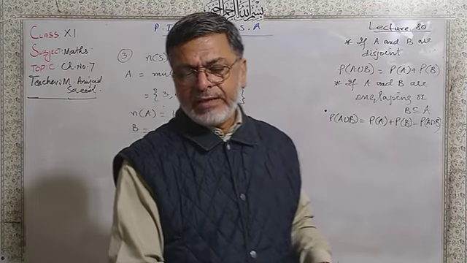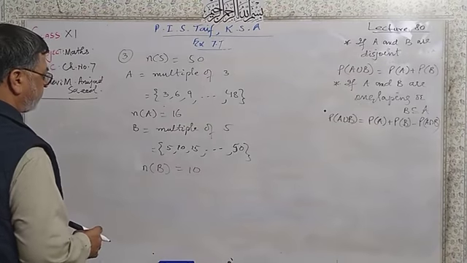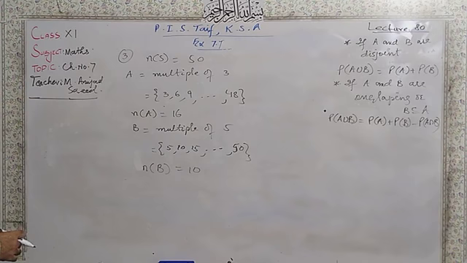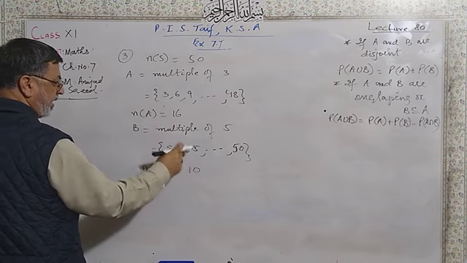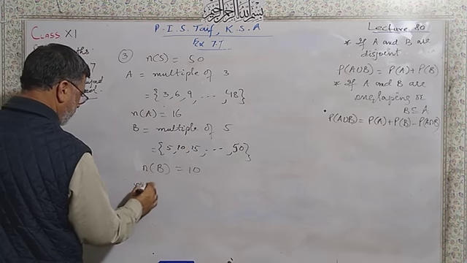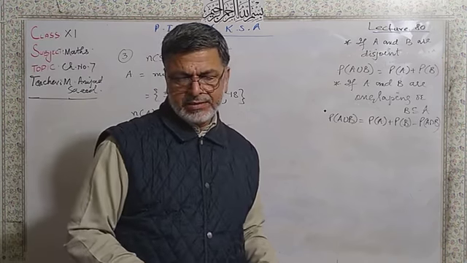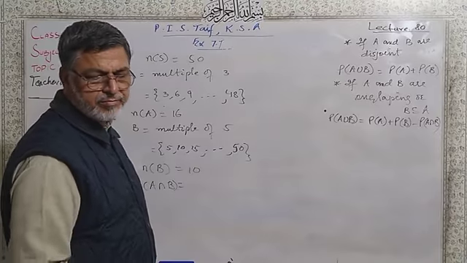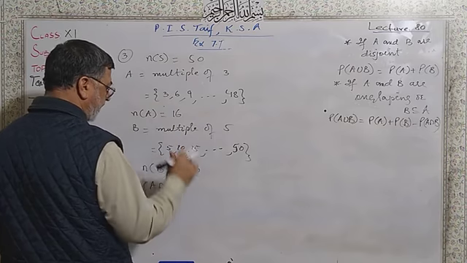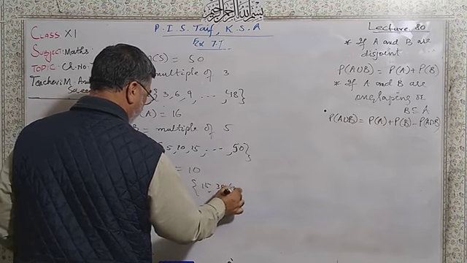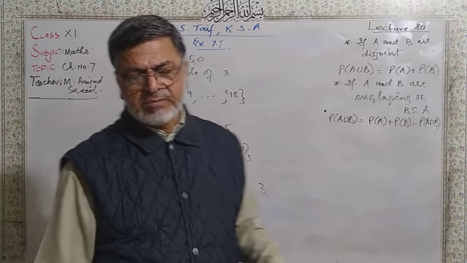Dear students, here we have what are the members which are common in both. Basically, you may have 3 times 5 is 15, and here is 15. So n of A intersection B, how many members are there? 5 times 3 is 15, 5 times 6 is 30, 5 times 9 is 45: 15, 30 and 45. That is 3.